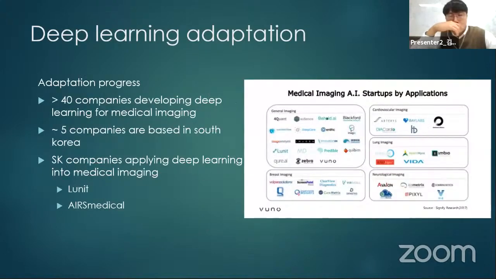So these days, with the emerging progress in artificial intelligence, there are more than 40 companies developing deep learning methods for medical imaging. And among those, about 5 companies are based in South Korea. The South Korean companies applying deep learning to medical imaging that I want to talk about today are Lunit and Neurophet Medical.